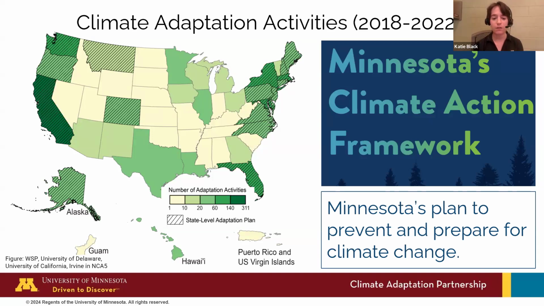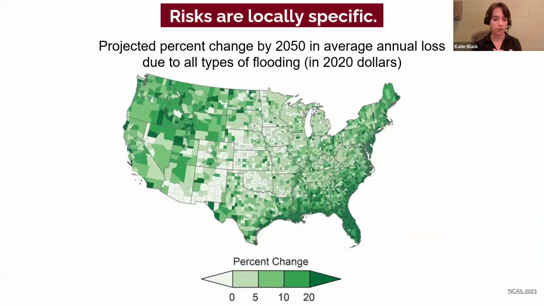And even within Minnesota, flood risk varies depending on the county that you're in, with counties in the southwest portion of the state having lower risk than counties along major rivers. So it's important to have local information when planning for climate change. And information at a more local level, such as at regional or city scales, is more relevant and useful for adaptation planning. Next slide.